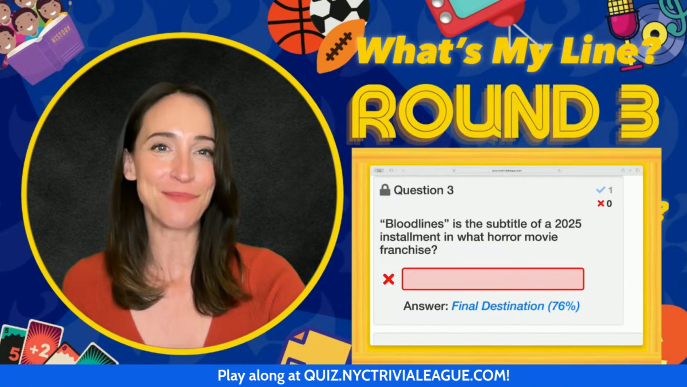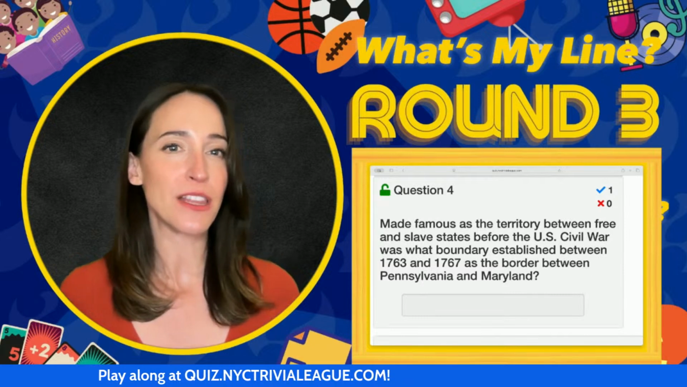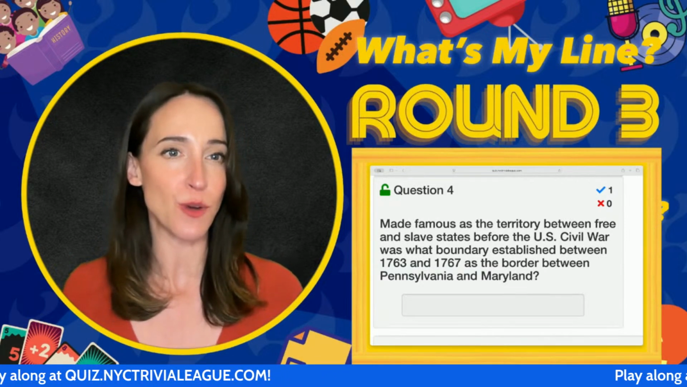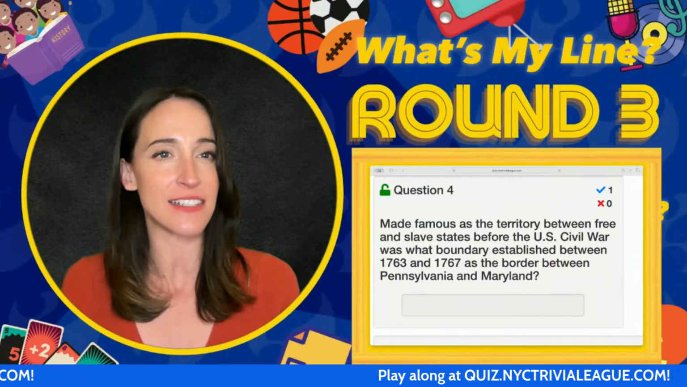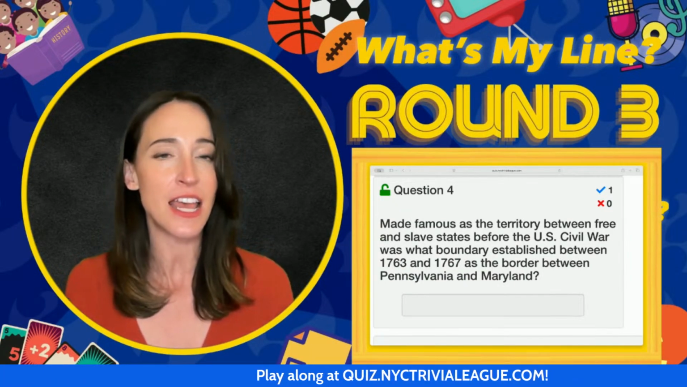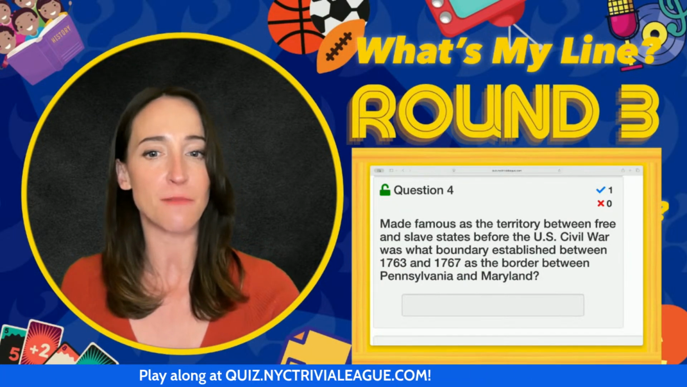Question 4. Made famous as the territory between the free and slave states before the U.S. Civil War, was what boundary established between 1763 and 1767 as the border between Pennsylvania and Maryland?